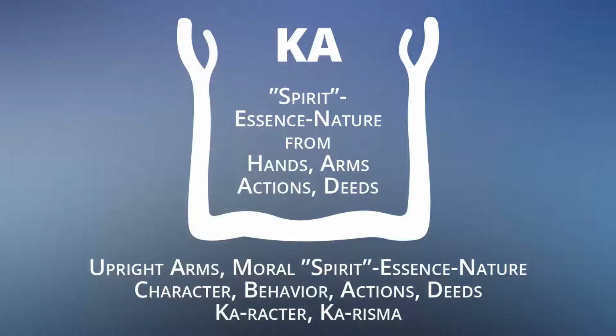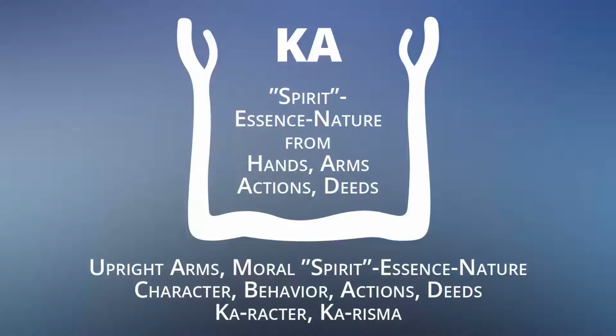And it's interpreted as, quote, double, right? Double. You have a left and a right-hand path, a good and evil, two truths. Are you going to choose the truth of what is evil or the truth of what is good? In what to follow in life and how to act and the deeds you perform through your hands and your arms. So it's upright arms, the moral, spirit, essence, and nature, character, behavior, actions, deeds.